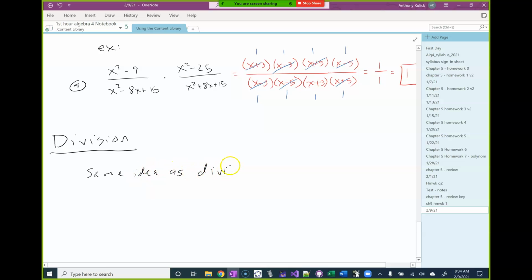Back in my elementary, the rhyme that my teacher told me to remember how to do this, she said, dividing fractions is easy as pie, flip the right and multiply.